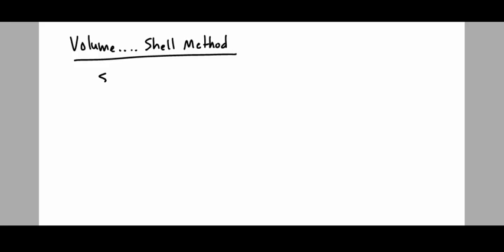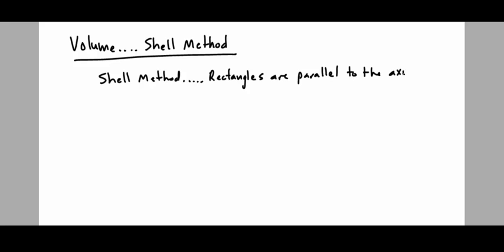With the shell method, what we want to keep in mind is that the rectangles that we draw are parallel to the axis of rotation. And the way I remember this is shell and parallel rhyme. So again, with the shell method, the rectangles are parallel to the axis of rotation. Now remember, with our other method, the disc washer method, the rectangles were perpendicular to the axis of rotation.